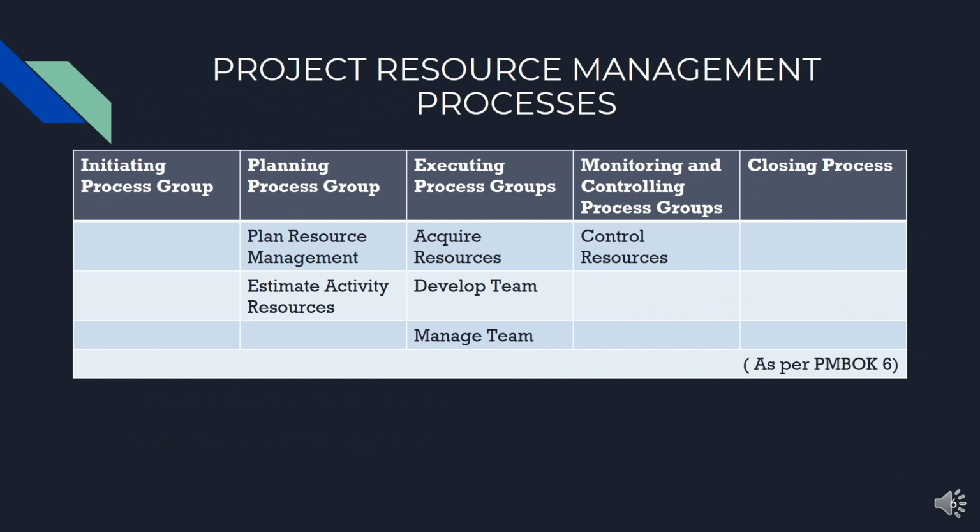If we talk about the processes of project resource management, 2 processes are in the planning process group, 3 processes are in the executing process group, and 1 process is in the monitoring and controlling process group. The 2 processes in the planning process group are plan resource management and estimate activity resources. The 3 processes in the executing process group are acquire resources, develop team, and manage team, and the last process, in the monitoring and controlling process group, is control resources.